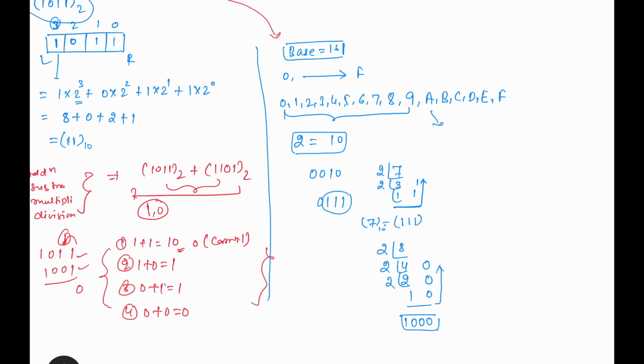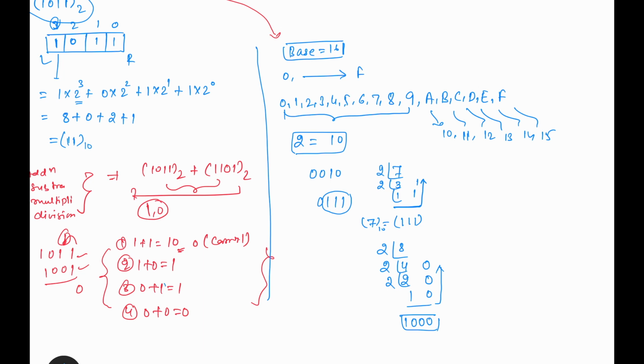For A we'll always take 10. For B we'll take the number as 11. For C we'll take it as 12. For D we'll take it as 13. For E we will take it as 14. For F we will take it as 15.